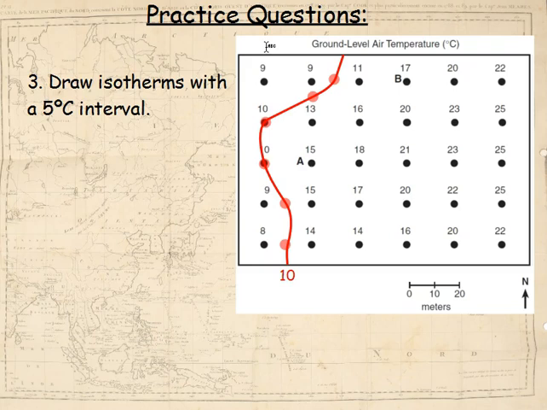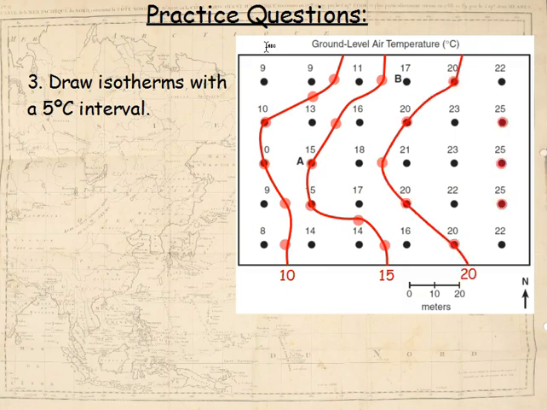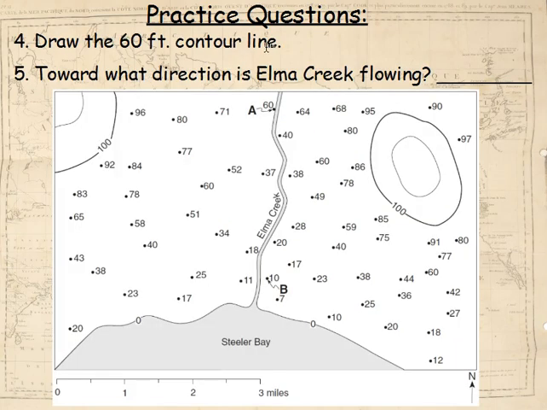So we go 10, that would be 15. I locate the 15s, I connect all those. I go to 20, connect it like that, and then I go to 25. And just like that, they're all labeled, they all have this smooth curved line, and they all extend from one end to the other. Let's look at our last example right here.